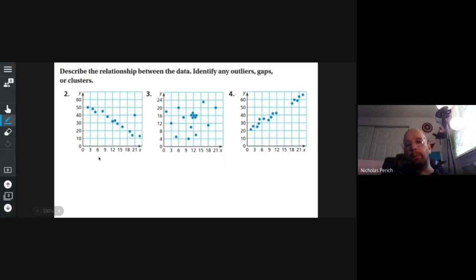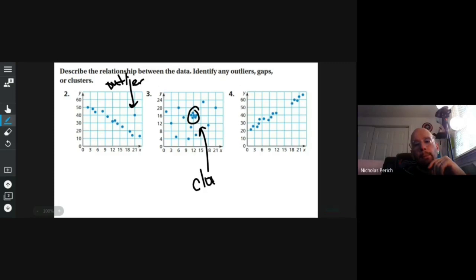For 2, that's an outlier. Remember, an outlier is a point that doesn't fit in. That right there is a cluster. And that right there is a gap. Pretty easy.